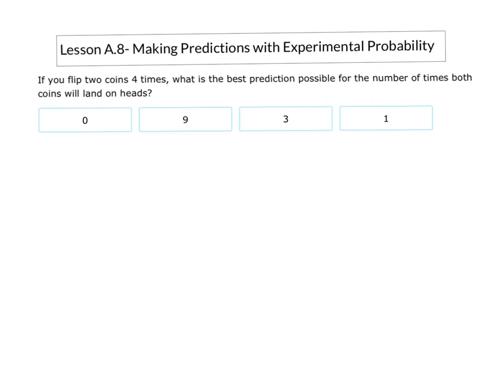will land on heads? So our first job is to figure out what is the sample space in this experiment. So what could happen if we are flipping 2 coins? What are the possible outcomes?